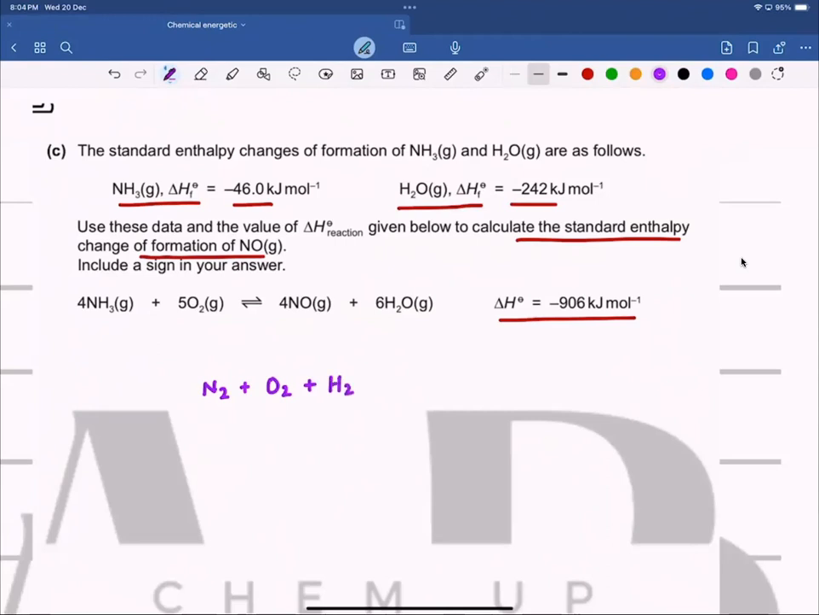So if you see over here, nitrogen and hydrogen, when they react, they will form ammonia. But here, how many moles of ammonia are forming? 4 moles. So I'm going to label it 4 times minus 46, right? And when we are doing a Hess cycle, we assume a forward direction reaction, and the enthalpy change is always for the forward direction, which is minus 906. Is this clear?